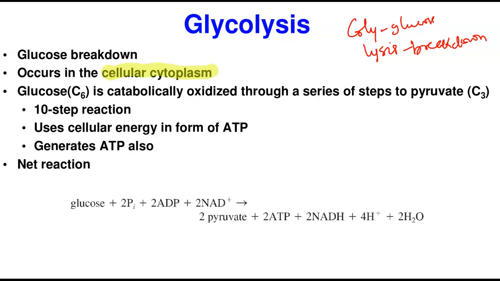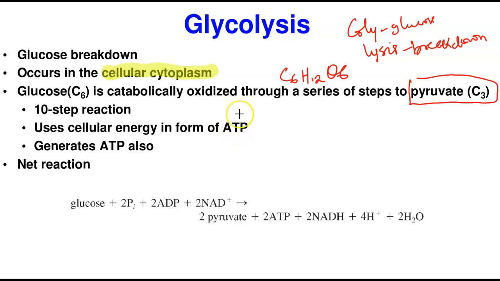What happens? Glucose, which is a 6 carbon unit. Of course, you know the formula of glucose, C6H12O6, is broken down or oxidized catabolically through a series of processes, through a series of 10-step reactions into pyruvate. Pyruvate contains 3 carbons. So the enzymatic rearrangement and series of reactions is just to break down glucose that has 6 carbons into 2 3-carbon units of pyruvate.